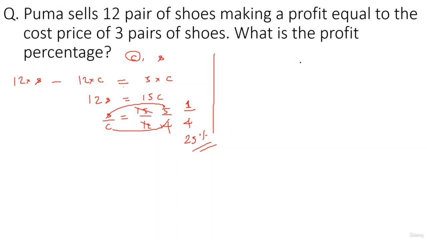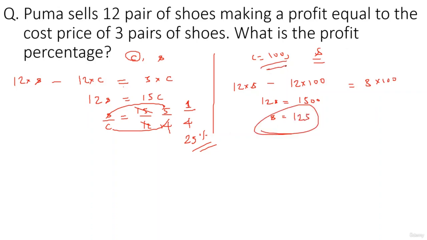Now as I said, you can do the exact same thing assuming either of them as 100. So you may also assume the cost as 100 rupees and try to figure out the value of S, the selling price. So the cost of 12 pairs will be 12 into 100. The selling price we don't know, 12 into S. The profit will be 3 into 100, right? So 12S will be equal to 1500. So S will be equal to how much? 12 ones are 12, 12 fives are 60. Cost is 100 rupees, selling price is 125, clearly 25% profit.